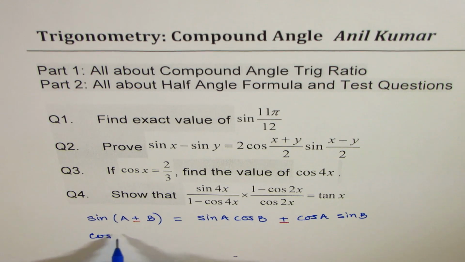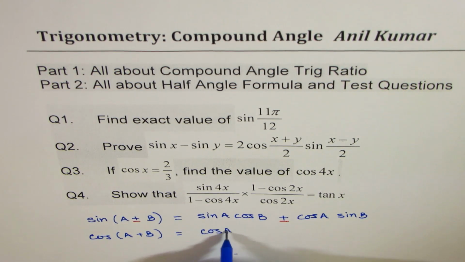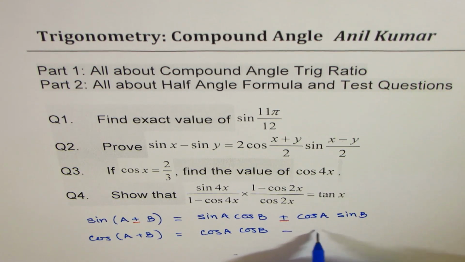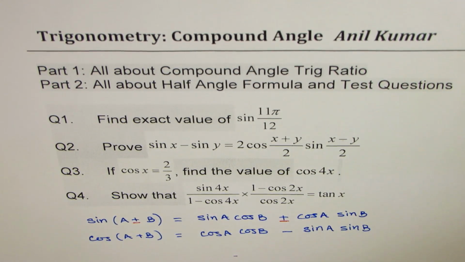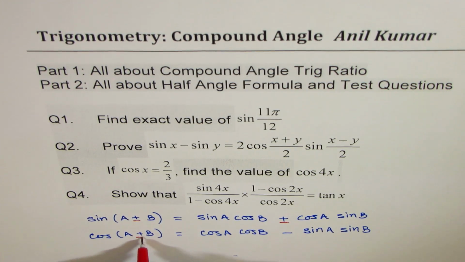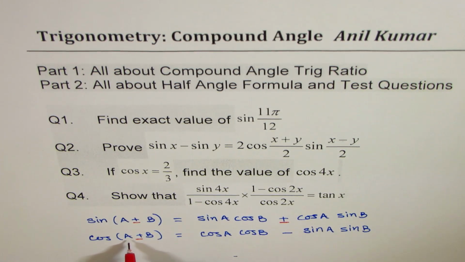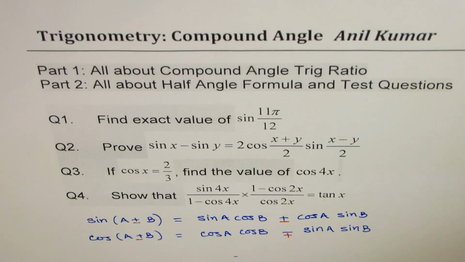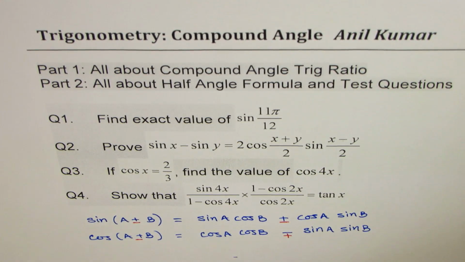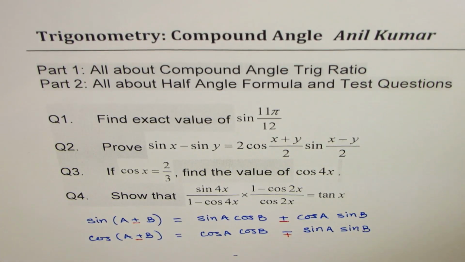Similarly, for cosine, cos A plus B can be written as cos A cos B minus sine A sine B. So these are two compound angle formulas with which we'll work. We'll leave tan A plus B for the time being. In case we are working on A minus B, we get plus here. So these are two important formulas with which we'll work for the time being. We'll take up tan A plus B formulas in part two when we discuss some test questions.